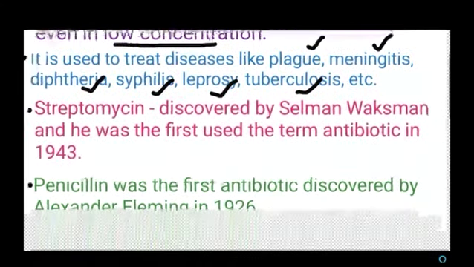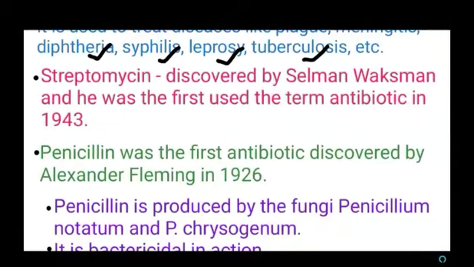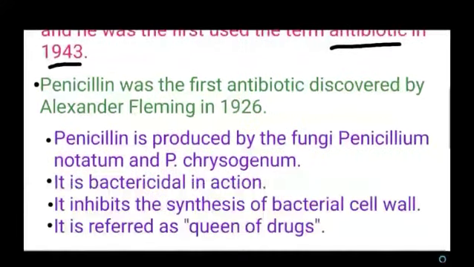Here we are going to see some of the antibiotics. First we are going to see streptomycin. It was discovered by Selman Waksman. He was the first scientist who used the term antibiotic, in 1943. But the first antibiotic was discovered by Alexander Fleming. The antibiotic's name is penicillin. In 1926, he discovered this antibiotic.